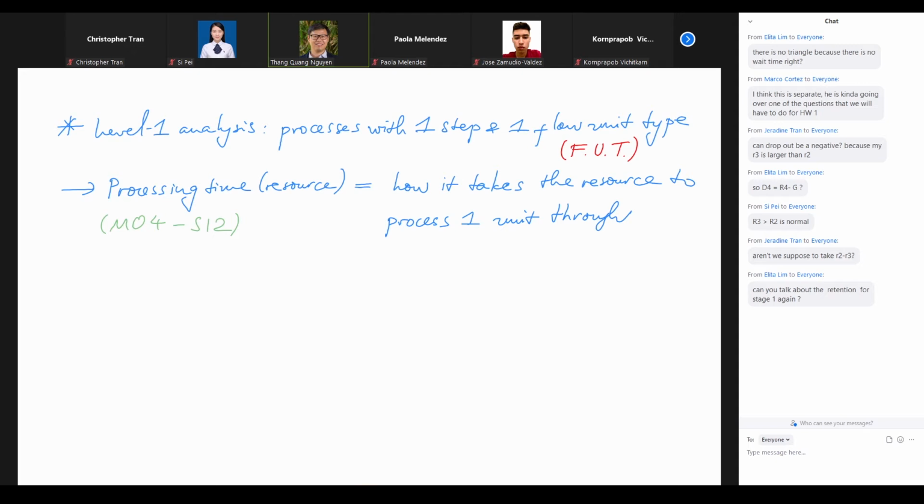Together with that, we have a closely related concept called the capacity of the resource. Okay, so the capacity of a resource is calculated as the following. It is a flip, the reciprocal, of the processing time. Right, the equation looks very simple. Through the next example, you're going to see how they are related. So I would like to show you the next example.